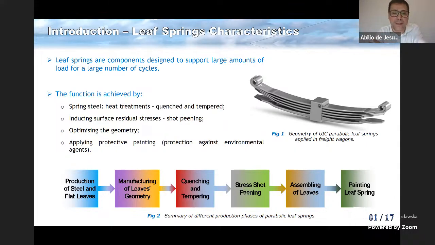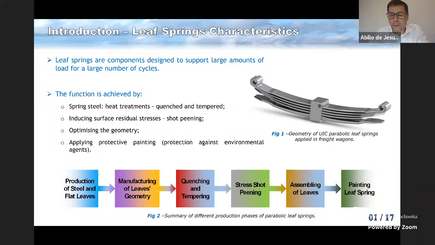Very nice to hear Professor Mario in the previous presentation. So we are here in this application fans of shot peening because it gives a very important benefit for the fatigue resistance of the springs. Then these springs are optimized. They were developed a long time ago, and they are very optimized in terms of geometry. They usually have protective painting to protect against environmental agents.